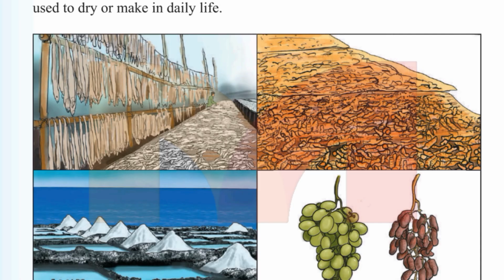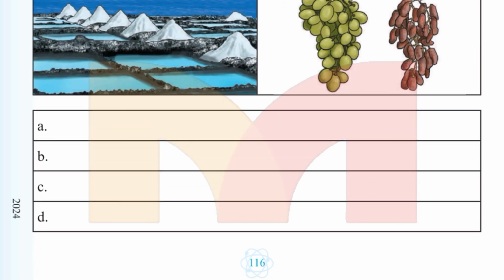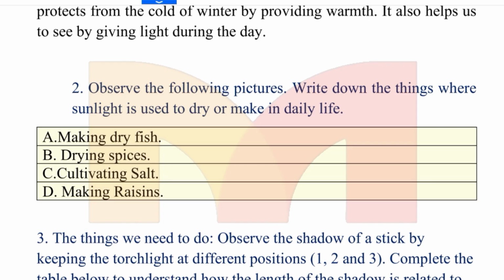2. Observe the following pictures. Write down the things where sunlight is used to dry or make in daily lives. We have to observe these images, then we have to write here. So let's see the answer of this. Here is the answer. A. Making dry fish. B. Drying spices. C. Cultivating salt. D. Making raisins. Now let's go back to the book.